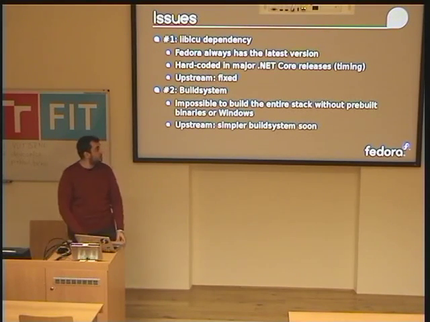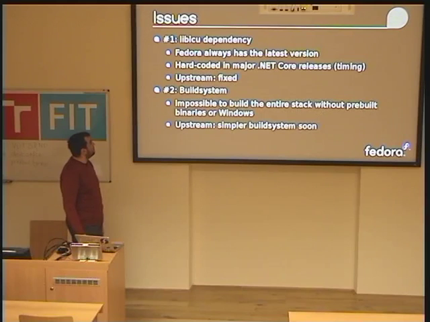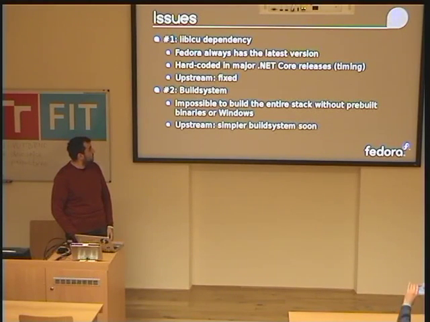So, some of the issues with the packaging. First of all, we had an issue with the internationalization library libicu. Why? Well, it was up until recently hard-coded in major .NET Core releases. So .NET Core comes out and it's locked to, I don't know, libicu 54. Okay? So that was pretty hard to fix. But in the upstream it's fixed, so when we are building from source, as we are now, not fully, but we are, we can fix that and it's okay.